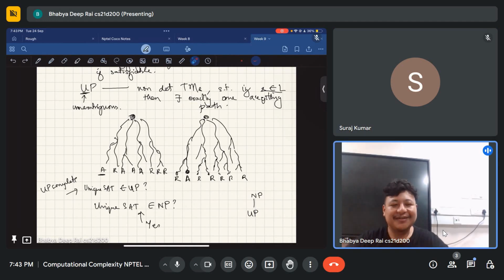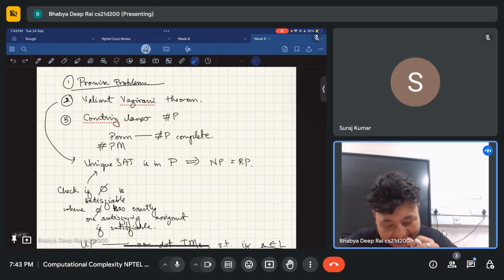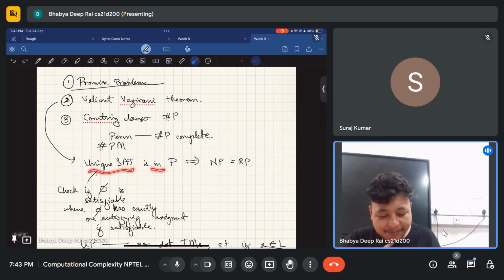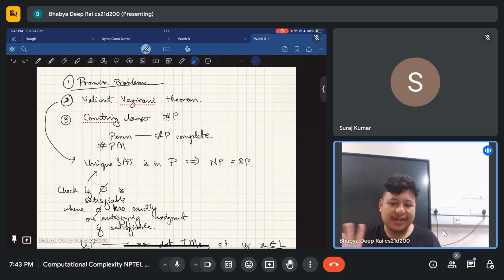Now this is what the Valiant-Vazirani theorem aims to do. It aims to say that unique SAT is probably actually as hard as NP. Because if, let's say, unique SAT was solvable in polynomial time, then NP falls all the way down to RP, which is not expected.